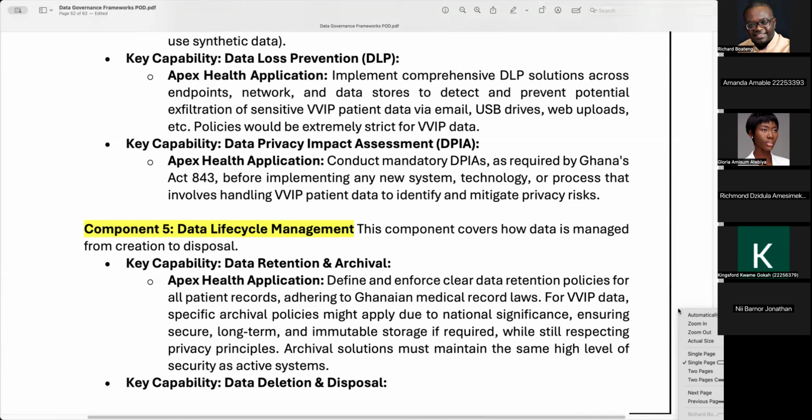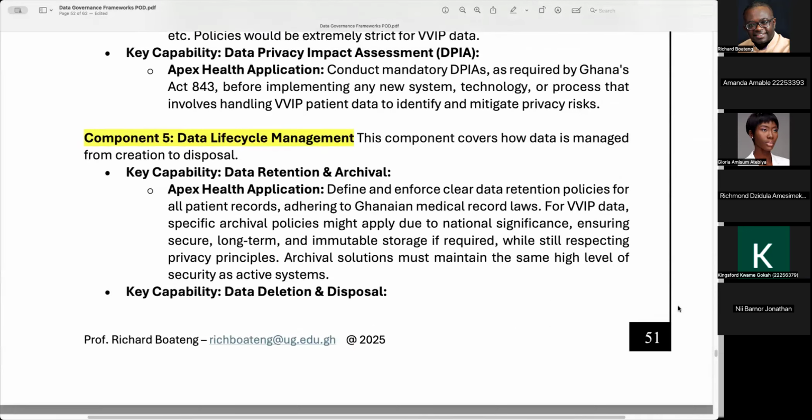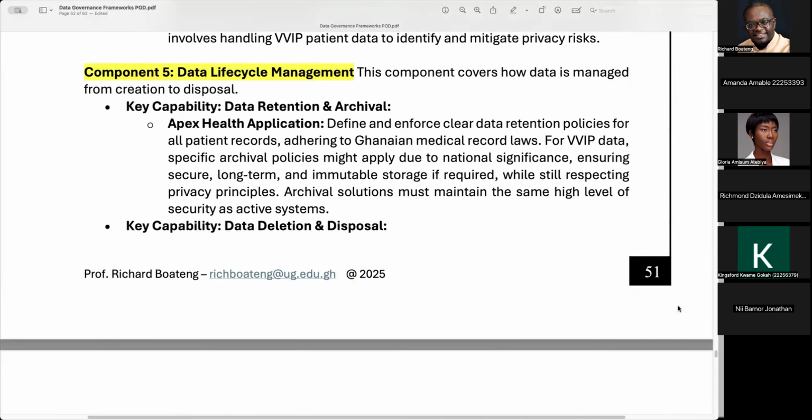Data lifecycle management under CDMC. This involves capabilities to manage data securely throughout its entire existence. Data retention and archival capabilities require enforcing defined retention policies based on Ghanaian law and clinical needs, implementing specific, highly secure archival protocols for VVIP data, recognizing its potential national significance, which might require secure, long-term, potentially immutable storage solutions, ensuring the required security level is maintained even in archives.